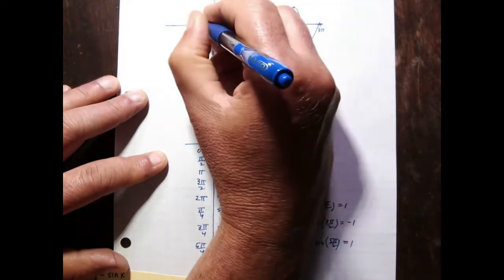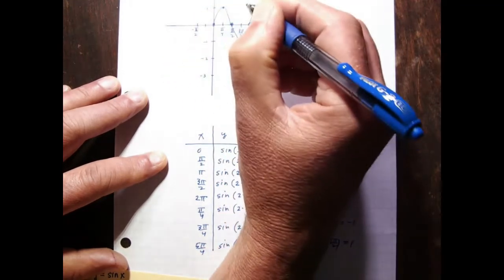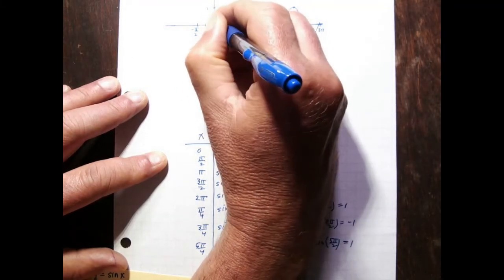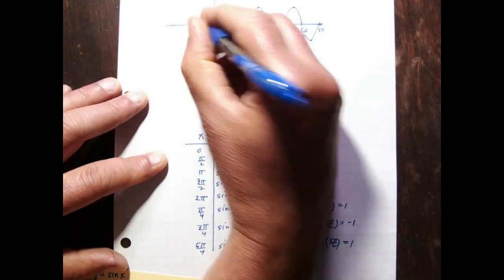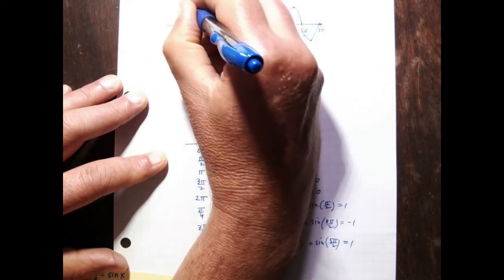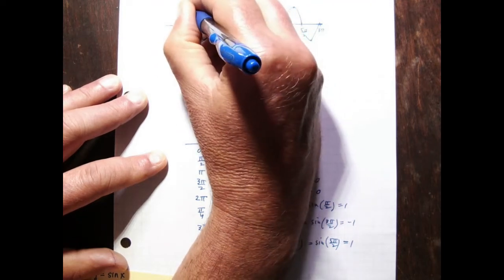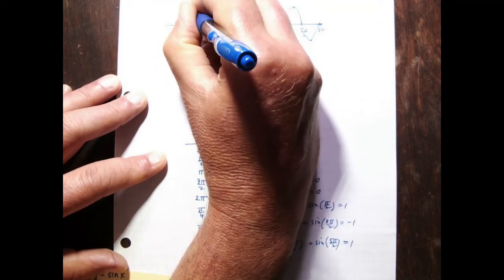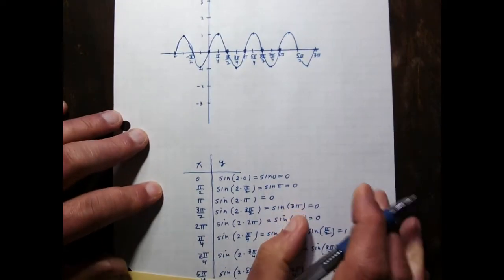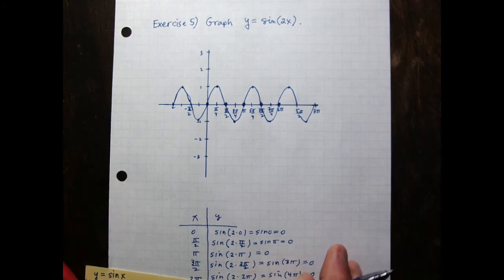And even if I go in the negative direction, here's negative pi over 2. And in between is negative pi over 4. So I'm going to go down to negative 1, back to 0, up to 1, back to 0. I know this pattern's going to repeat itself just from the nature of a sine function. So I'm getting a graph of y equals sine 2x.